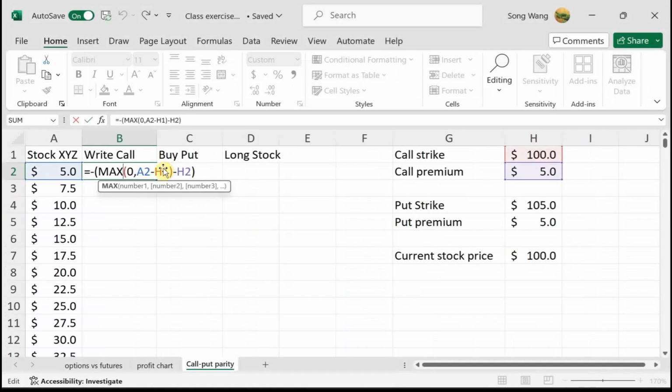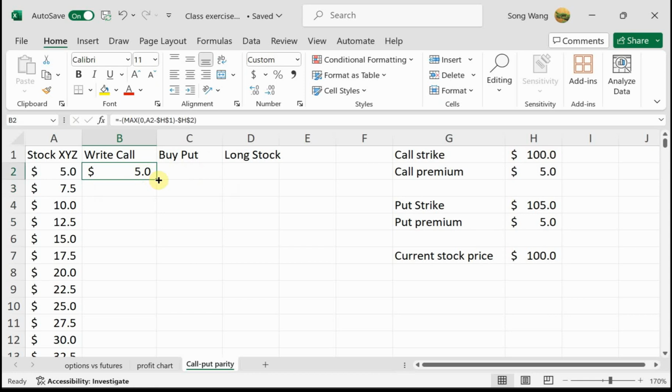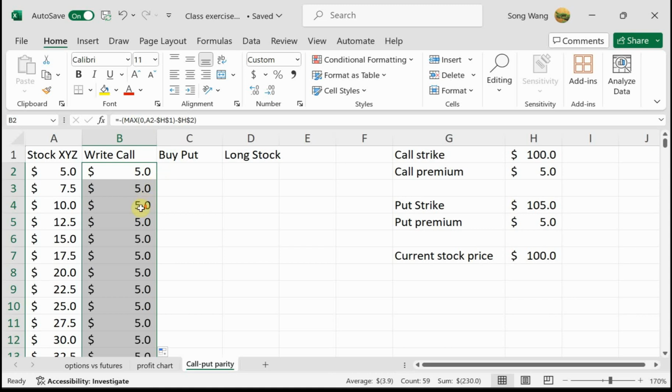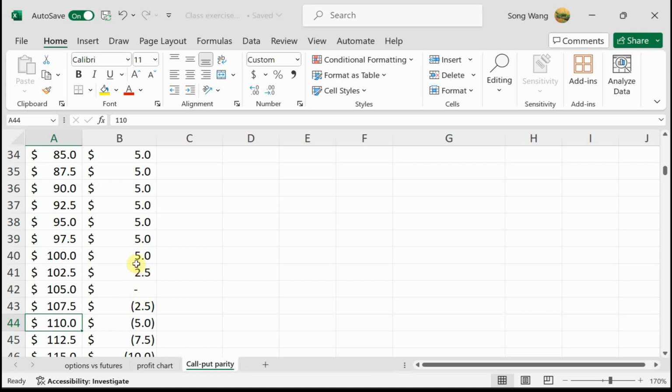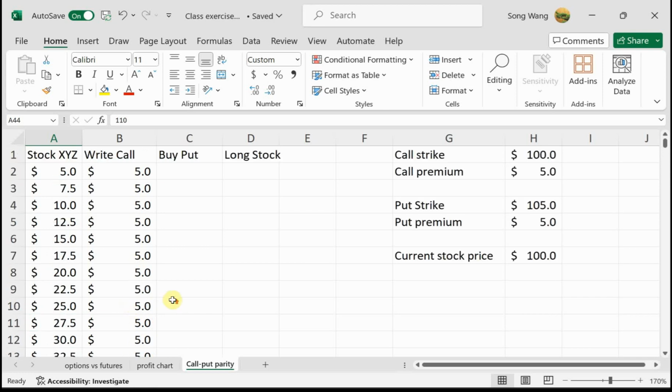And before you drag it down, make sure you lock the strike price and the premium. If you write a call option, you will collect the premium of $5 when the spot price is lower than the strike, and that's going to be your profit. But when the spot price gets higher than the strike, like 105, 111, 110, then the call buyer, the option buyer, will exercise it. The option buyer will make profit, and then the call option writer will lose money.